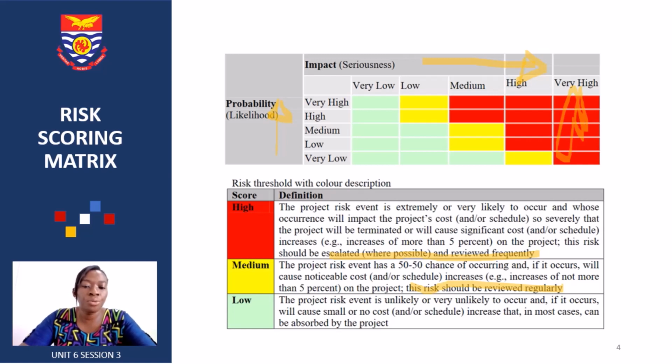And then we have the low risk, which is not very likely to happen. If it happens, the cost or the impact is very low. Those ones can be absorbed by the project. So this is a simple risk scoring matrix which you can use, and like we made mention of, what the green means, what the yellow means, and what the red means.